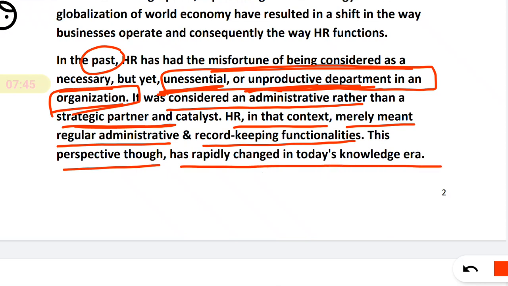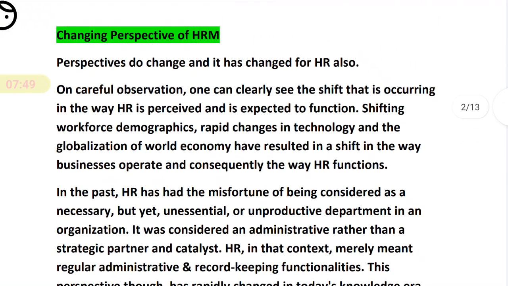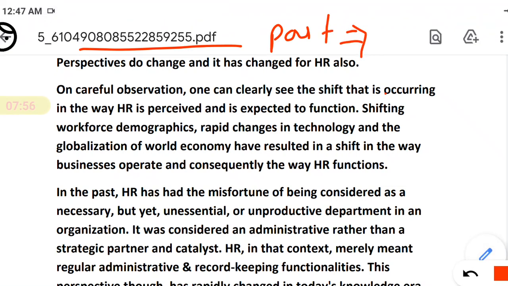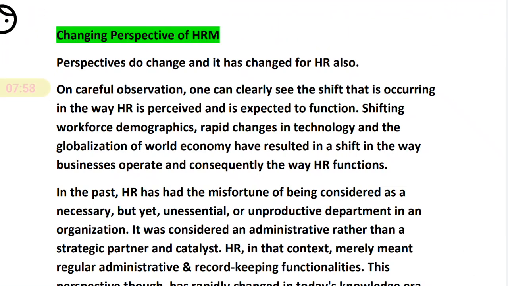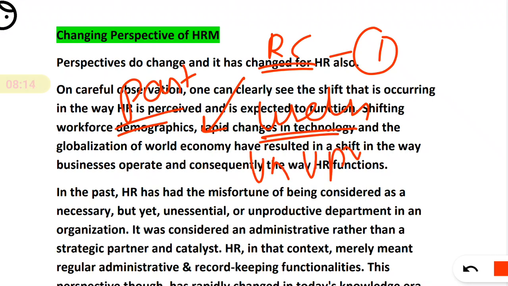See how the HR perspective is changing. In the past, HR had mainly one work, the keeping of records. Record keeping was the main work done by HR, so people would say it is a useless department. In the past, people generally said it is a useless and unproductive department.